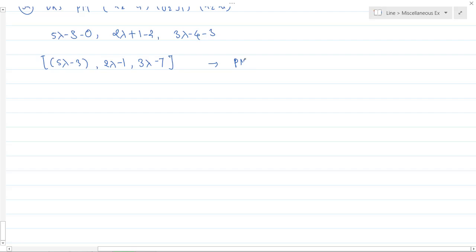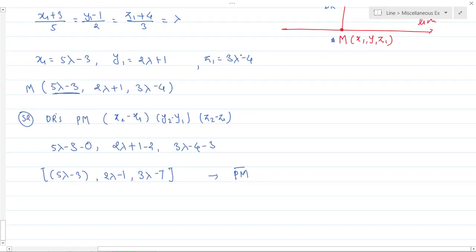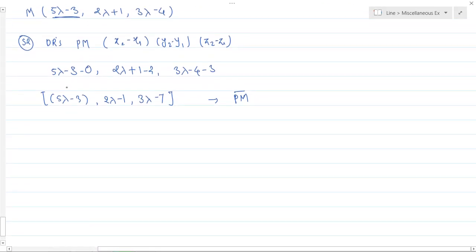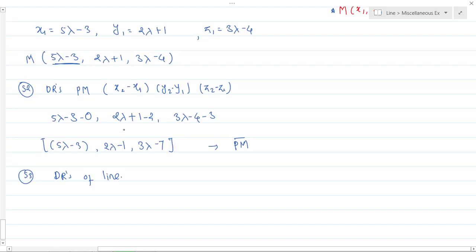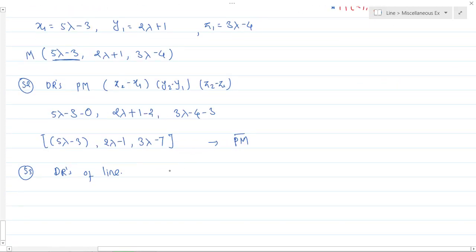So let me write down PM here. Step number 3: get the direction ratios of the line, which you get from the equation of the line. The denominator is always the direction ratio of the line, so it is 5 comma 2 comma 3. Let's name these A2, B2 and C2, and let's name the others A1, B1 and C1.